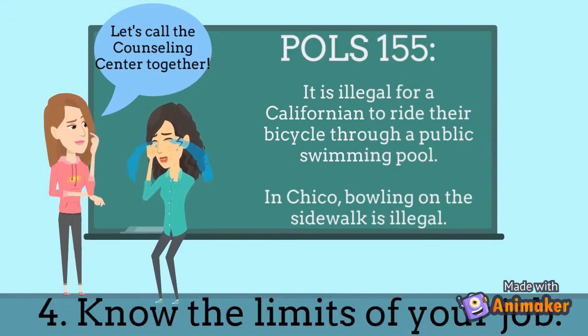Number 4, and this is a big one, know the limits of your job. If a problem is beyond your specialty, refer students to other resources. Chico State has resources like the Wellness Center, Safe Place, the Food Pantry, and more. Check out the Leader Training Manual for a comprehensive list of resources, their addresses, and their information. And remember, you don't always have to have the answer, but you can definitely give your students some really good options.